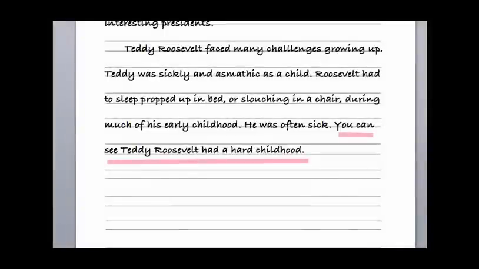The last sentence of this paragraph signals to your reader that you are done talking about this topic. It could be as simple as, "That's all I know about his early life." A more interesting signal reminds the reader of the first sentence in your paragraph. "You can see Teddy Roosevelt had a hard childhood." Both sentences signal to your reader that you are done giving information about his early life.